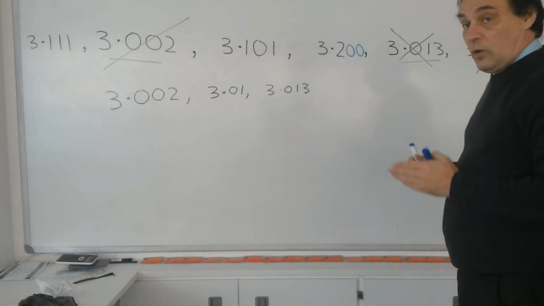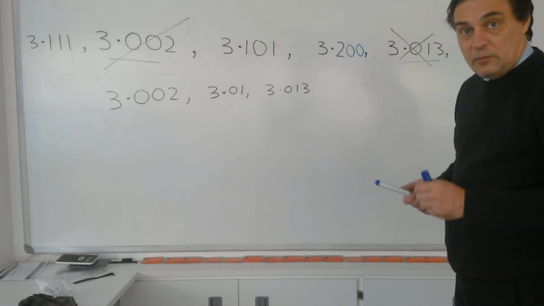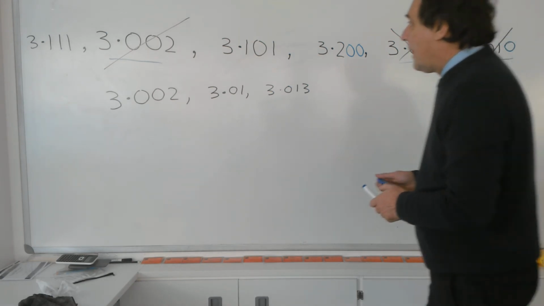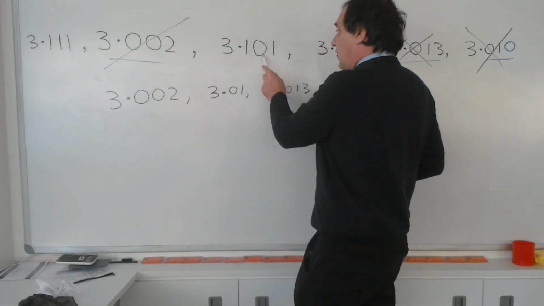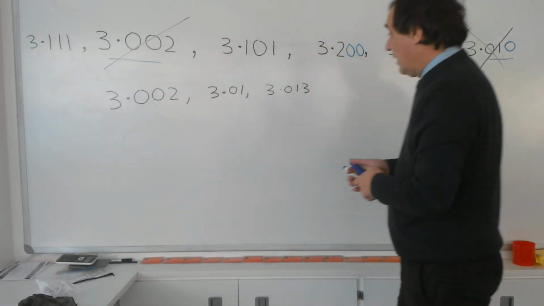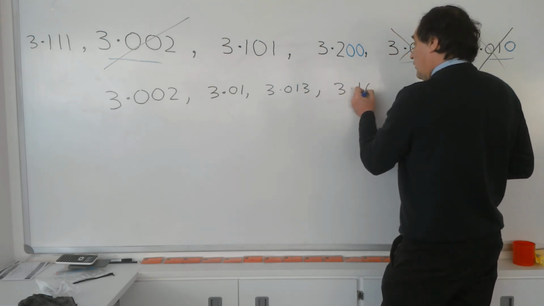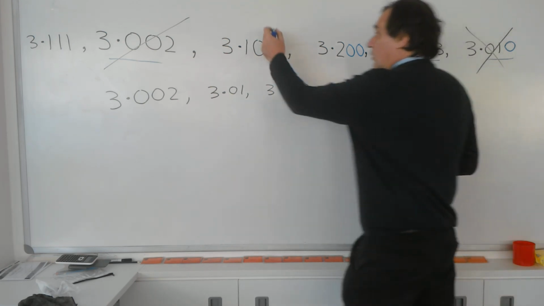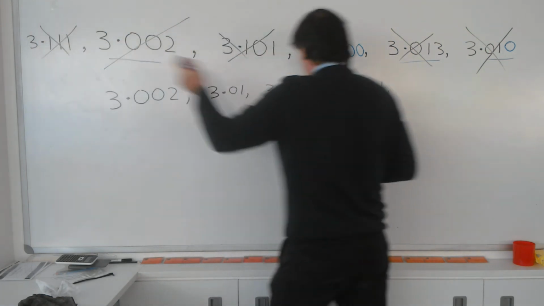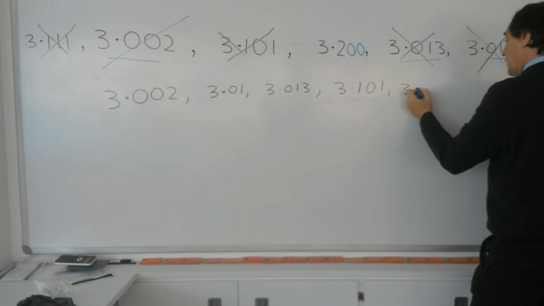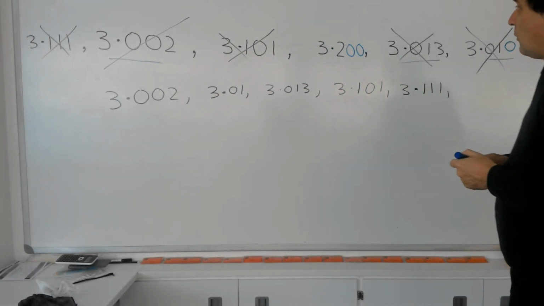So the next port of call is we haven't got any numbers with 3.0 now, so now we look at 3.1, which is the next stage up. So 3.11, 3.10, so that one must go first then. So 3.101, cross it off, and then the final one over there with the 3.1s is 3.111.